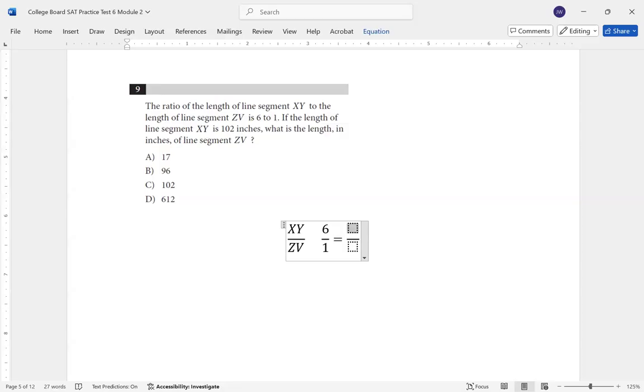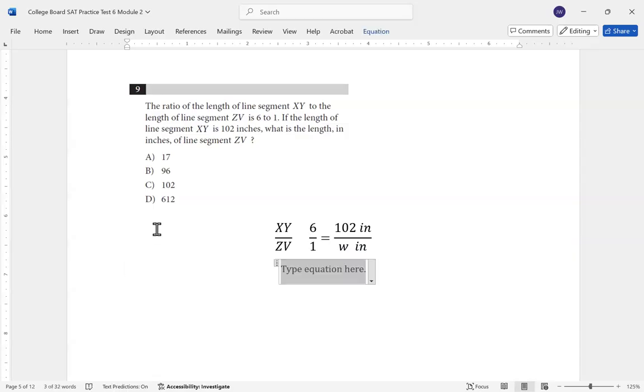I know that the length of XY is 102 inches, and we're asked to find what is the length of ZV? How many inches is the length of ZV? So I'll put W in for the number of inches because I don't want to use X. X was one of our values. So we'll use W, that hasn't been used yet.